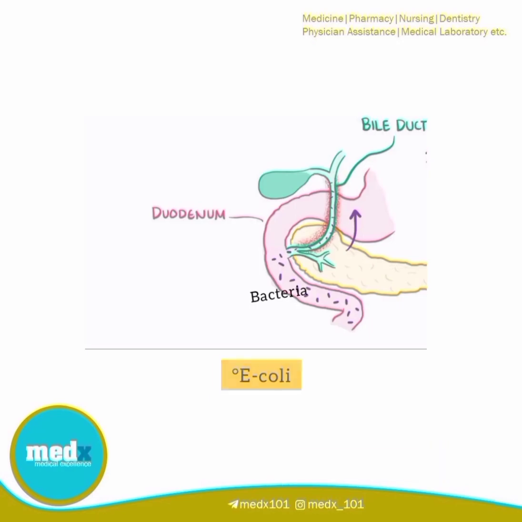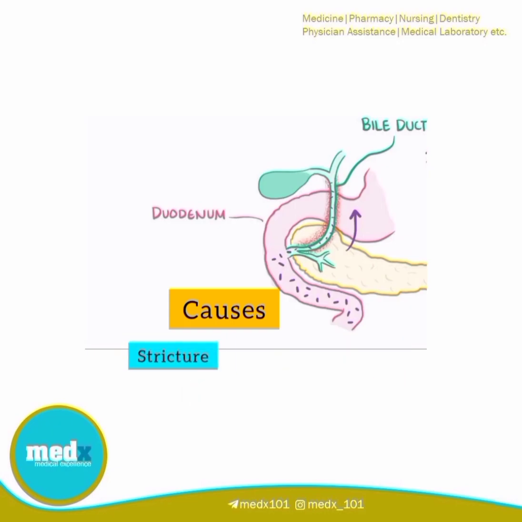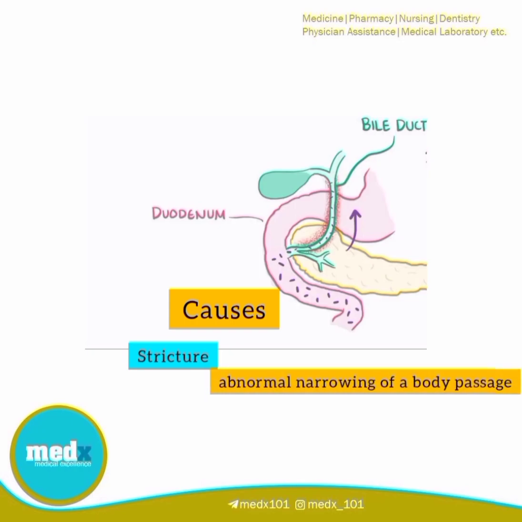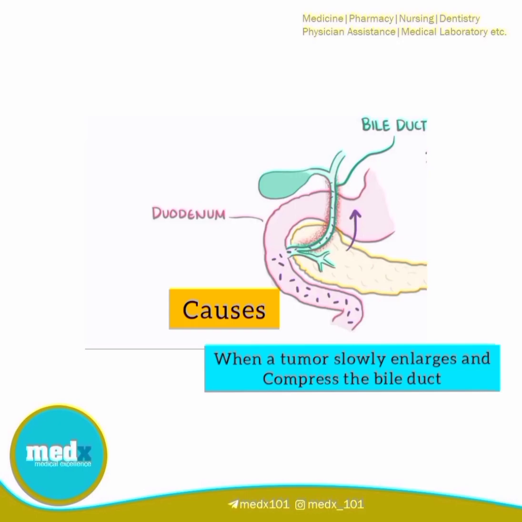So now we know that it can be caused by obstruction due to the formation of gallstones in the common bile duct, and as a result, bacteria ascends from the duodenum into the bile duct to cause infection. It can also be caused by anything that causes a stricture. A stricture is an abnormal narrowing of a body passage, in this case the abnormal narrowing of the bile duct, and this narrowing can occur when a nearby tumor enlarges and compresses the duct, and in this way keeps narrowing it.